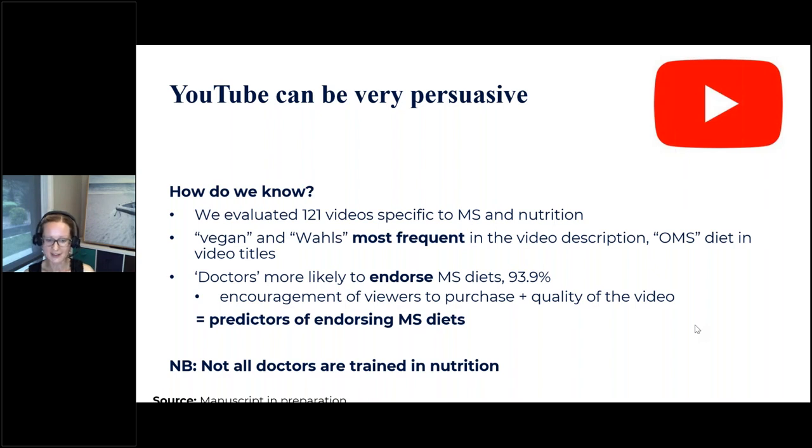So the fact that the doctor was endorsing, the higher view rate, and then the perceived quality of the video was seen to be an endorsing factor. Again, I reiterate, not all doctors are trained in nutrition. Just keep that one in mind.